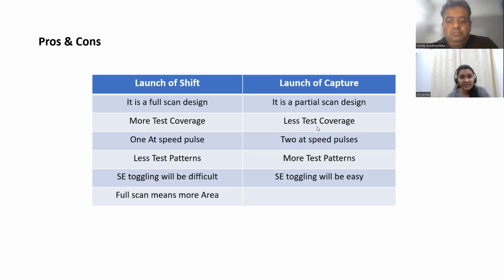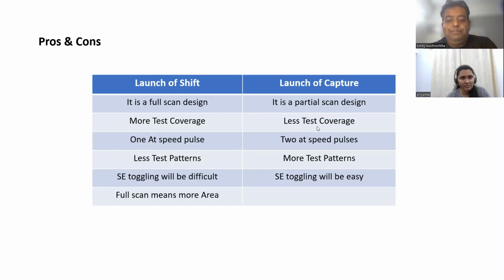And the problem which we faced in launch of shift will not come in launch of capture: scan enable toggling. As I told you, scan enable toggling is very difficult, and we need to add some pipeline circuit. If you add this pipeline circuit, extra area and extra cost will increase, and again you need to test this pipeline circuit also. So difficulty will increase. In launch of capture, it is very easy to handle, because we are launching and capturing both at functional frequency.